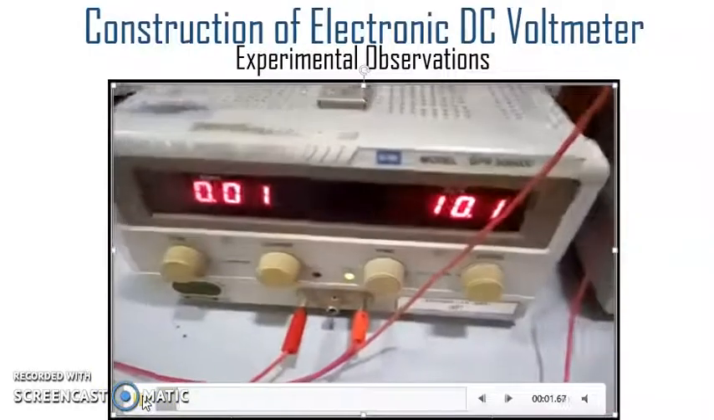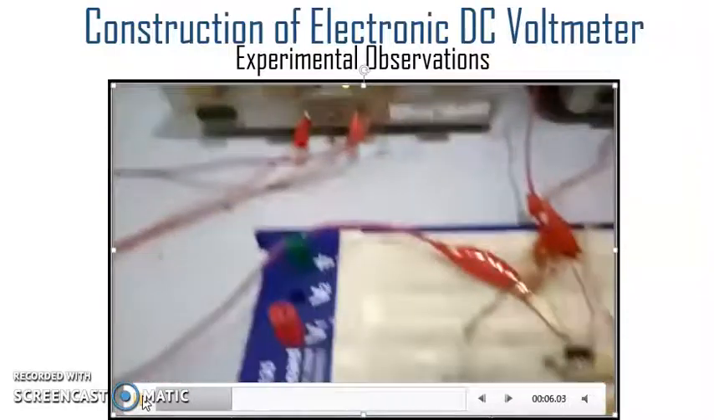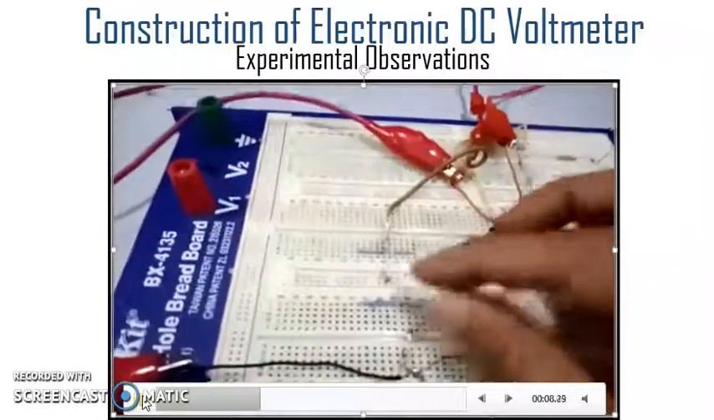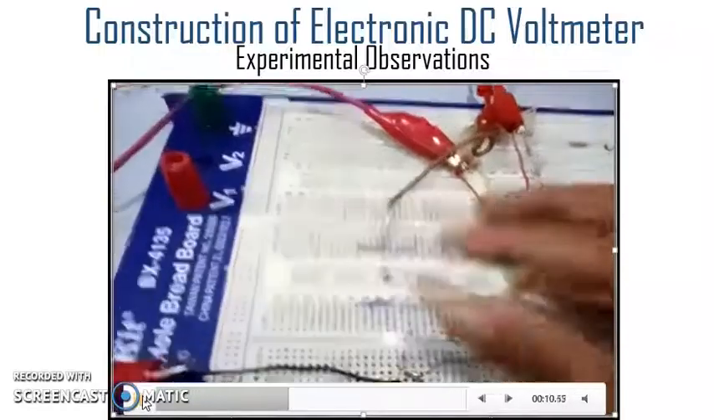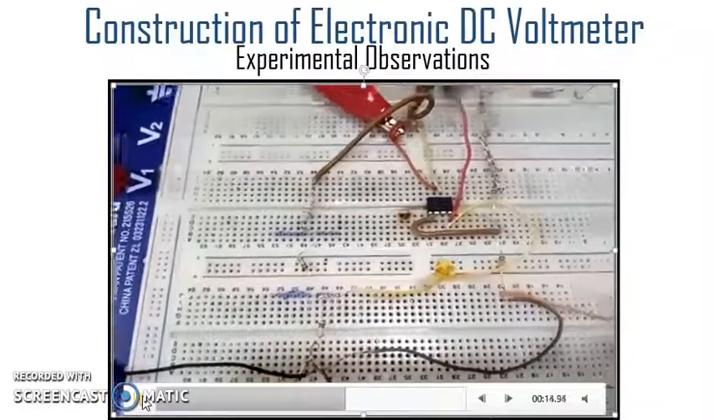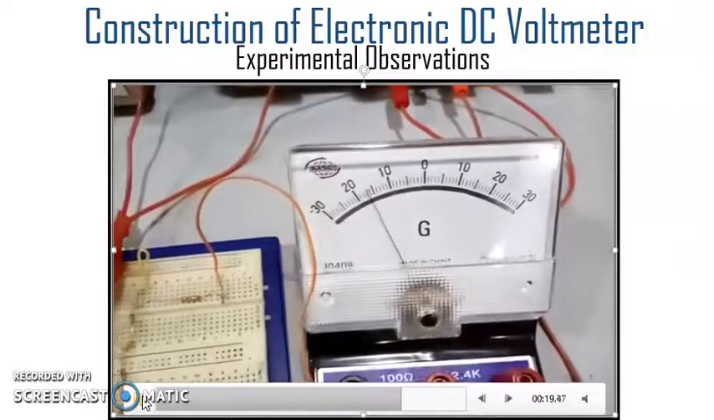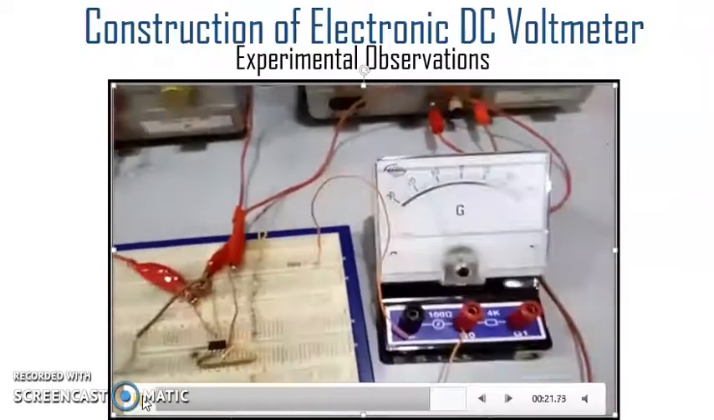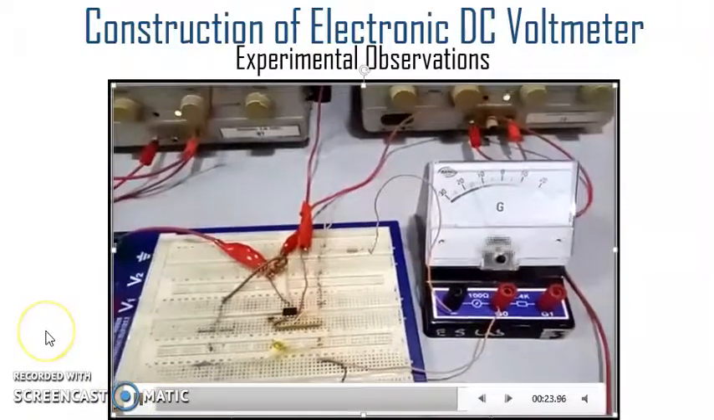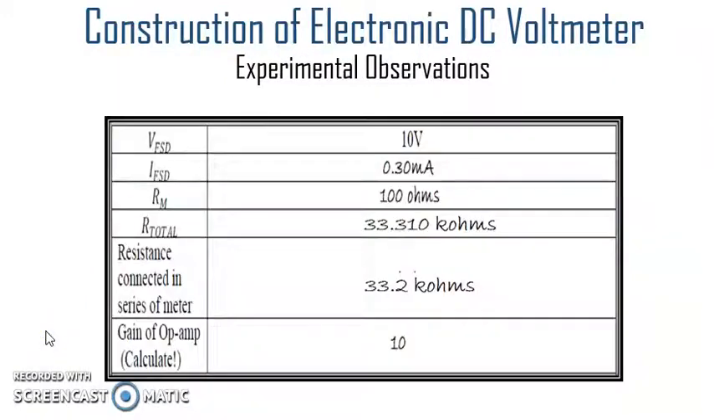If we apply 5 volts, keep VCC as 10 for plus VCC and minus VCC, when the selector switch is at 10, we must see half scale deflection. Since we are at the selector switch 10 volts and we are applying 5 volts, it must correspond to half scale deflection. So this is what is cross verified here. These are the experimental observations that are supposed to be considered.